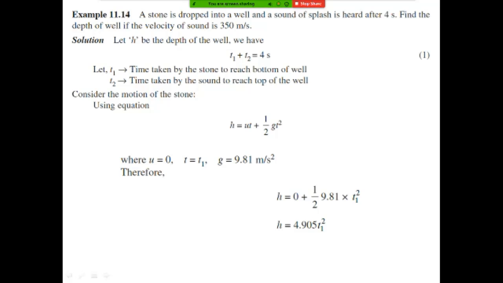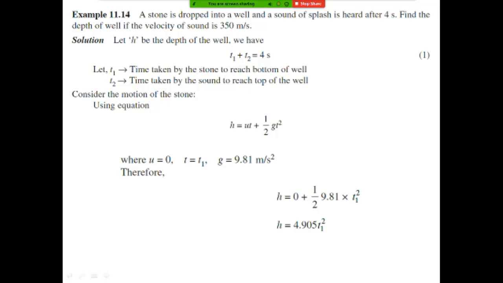Now consider the motion of the stone first. Use this equation: h is equal to ut plus half gt square. Here a plus sign will come. Why? The body is moving towards the gravity, not against the gravity. So the initial velocity is 0 because you are just dropping the stone. You are not applying some force.